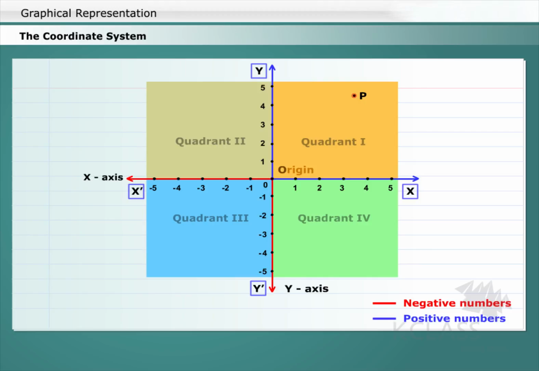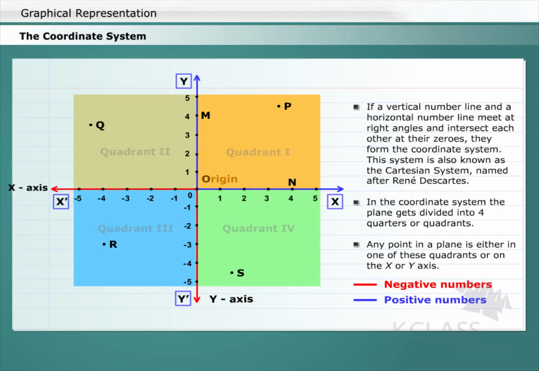For example, point P is in the first quadrant, point Q is in the second quadrant, point R is in the third quadrant, and point S is in the fourth quadrant. Point M lies on the y-axis. Point N lies on the x-axis. The point of origin O belongs to both axes. Take a look at some of the features of the coordinate system before we learn about coordinates of points.